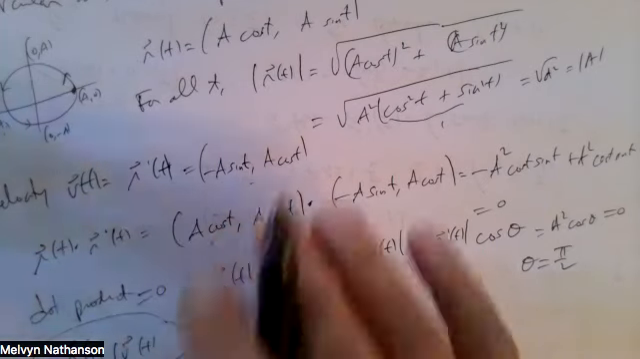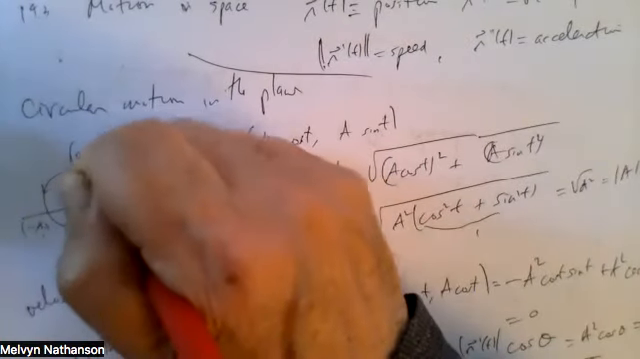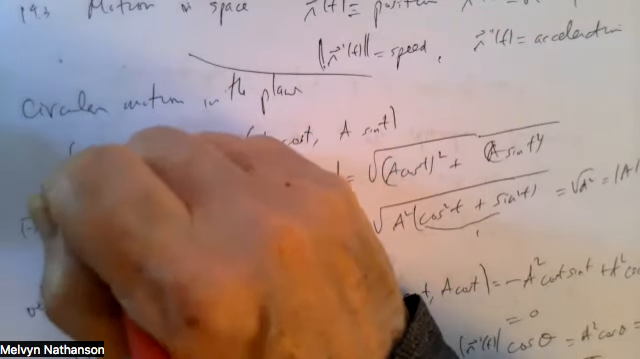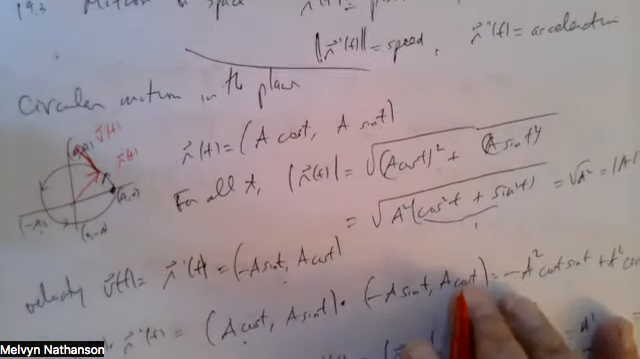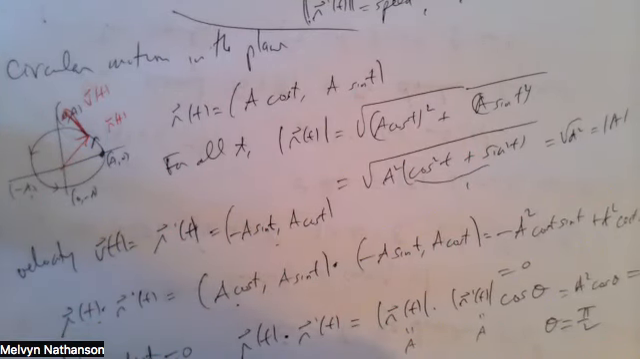So at any given time, if this is r of t, perpendicular to it is the velocity. So in circular motion, the velocity is perpendicular to the radius vector.